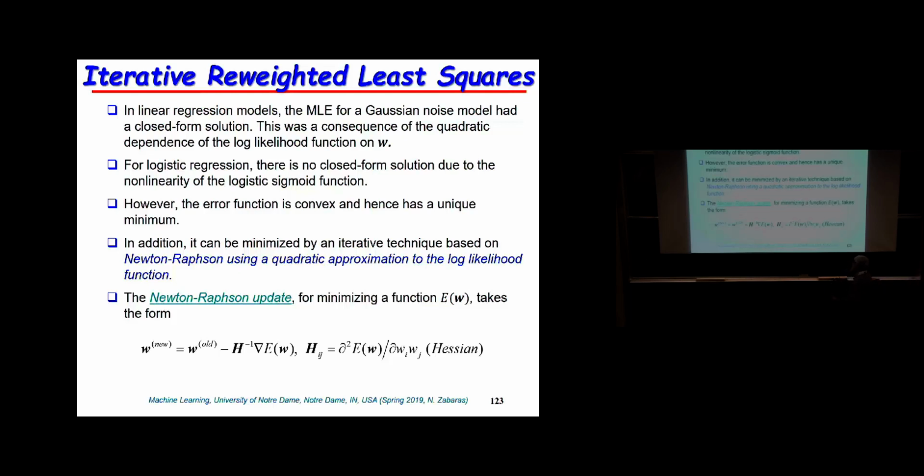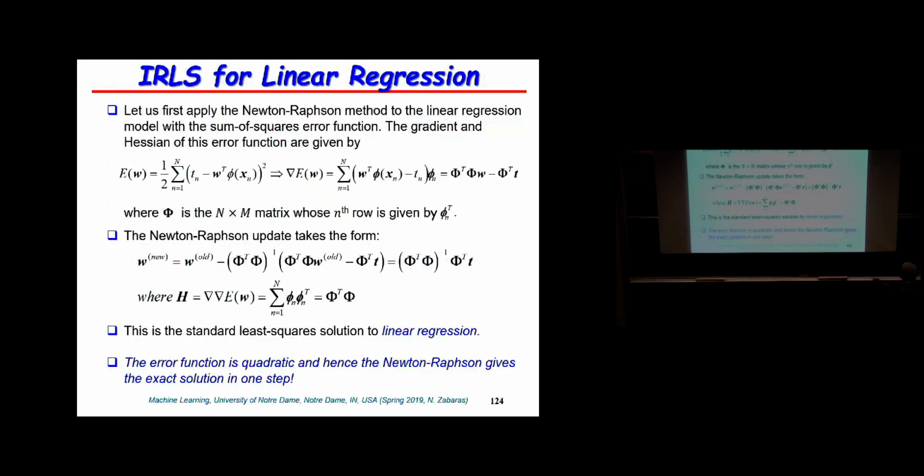So if it's quadratic, this thing is supposed to do what? Because it assumes a quadratic thing and it approximates it to come up with this formula. So if it's quadratic, what will you do? In one step, it will give you the exact answer. Is that the case? Well, let's see.